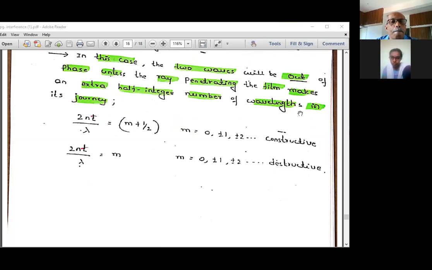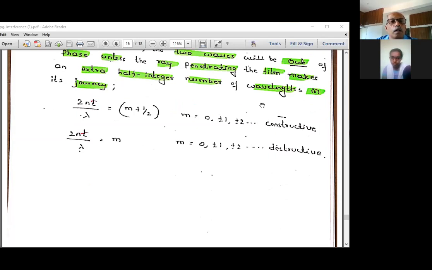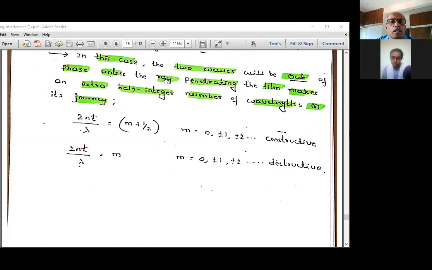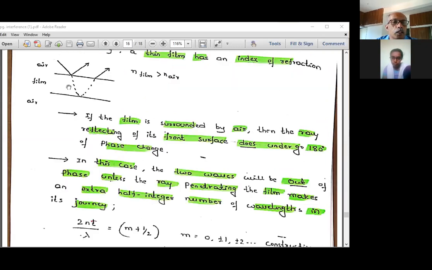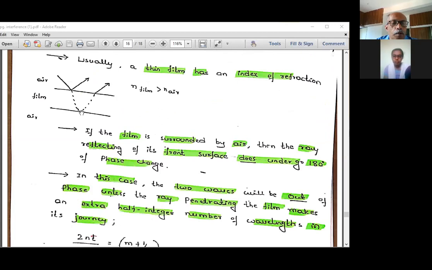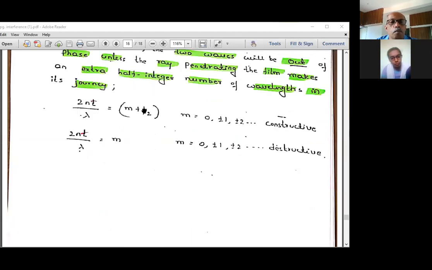Now the ray penetrating the film makes an extra half integer number of wavelength in the journey, right? ಇದು ಈ path ಅಲ್ಲಿ ಹೋಗಿ ಮತ್ತೆ ರಿಫ್ಲೆಕ್ಟ್ ಆಗಿ ವಾಪಸ್ ಇಲ್ಲಿ ಬರ್ತದೆ. Now the path difference between these two will be 2nt by lambda, that is equal to m plus half for constructive interference, and 2nt by lambda equals m for destructive interference.